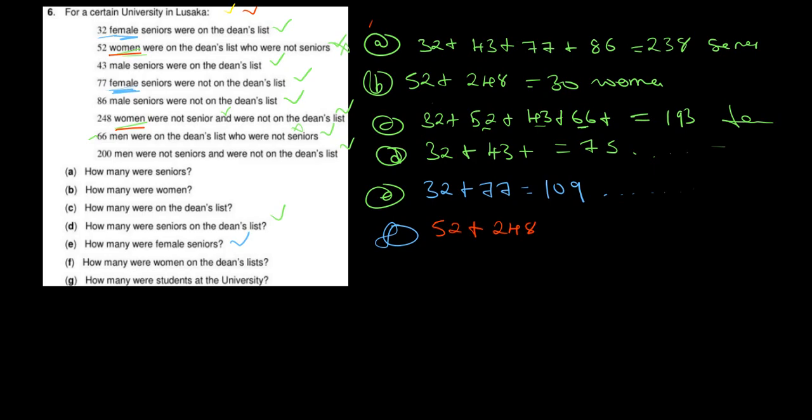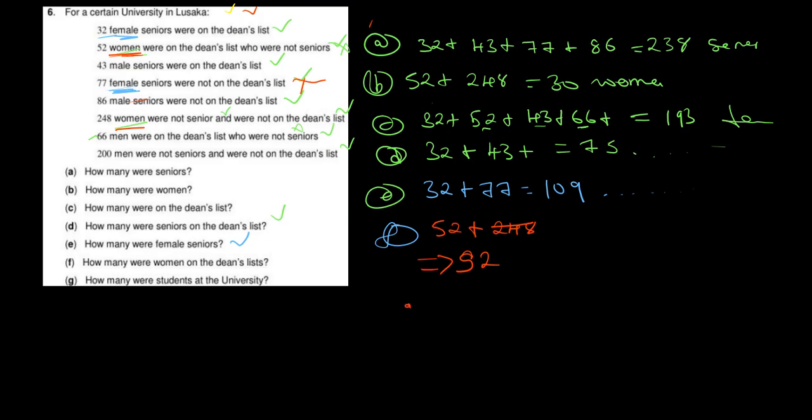No, we are putting those ones which were on the dean's list. How many women were on the dean's list? These ones were on the dean's list. These ones were not on the dean's list. So this 244 is not there. The only women who were on the dean's list is 52. Alright, so that is for F.